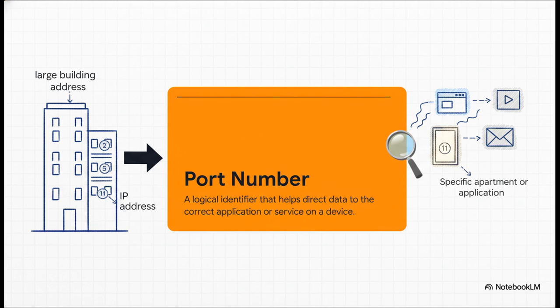That's the perfect final piece of the puzzle. The best way to think about it is like this. An IP address is like the street address for a big apartment building. It gets the mail to the right building, your computer. The port number is the apartment number. It tells your computer exactly which apartment or which application the mail is for.